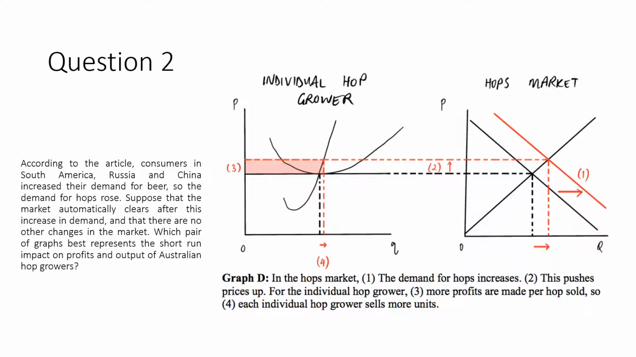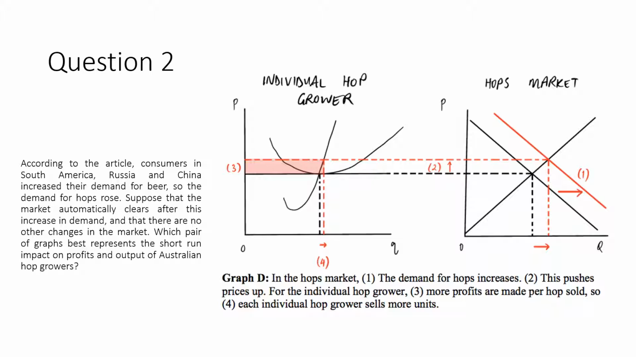The first step would be to acknowledge that an increase in demand will cause prices to increase. Naturally, if the price increases, then the hop grower will profit more. This is depicted by the red box on the graph on the left. If the farmer profits more, they will begin to sell more units to maximize their profits. Therefore, the correct answer is graph D.